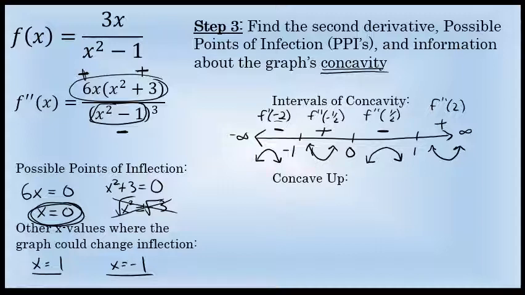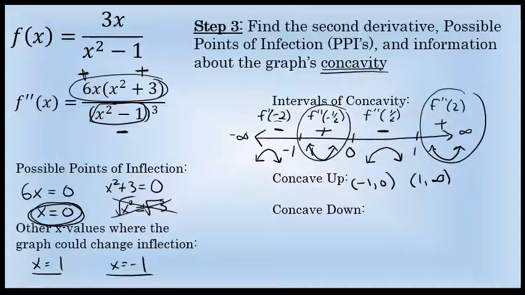Using this information, I can state that this function will be concave up on the open interval from -1 to 0, and also from 1 to infinity. And this is just summarizing what I got on the number line. This function will be concave down from -infinity until -1, and then it's also concave down from 0 to 1.